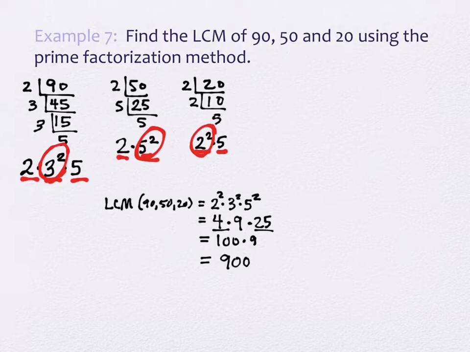Now, I can't verify directly that this is a least common multiple with the work on my screen, but I can verify that it's a common multiple. How can I know for sure that 900 is a multiple of 90? Or why do I know for sure it is? Why is 900 a multiple of 90?